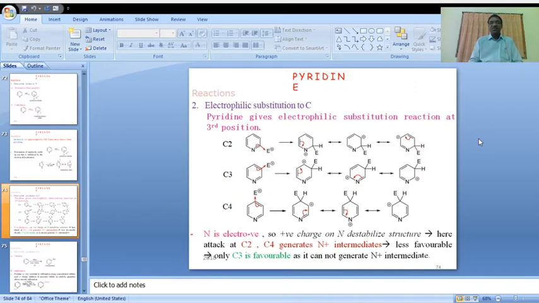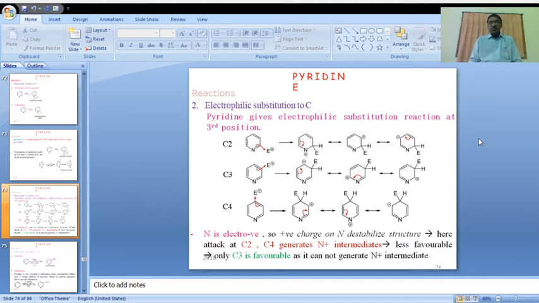Okay, this is very important. All the students, please concentrate on this particular slide. If you understand how the electrophilic substitution takes place on the pyridine, based on this slide, we can write various different chemical properties of this particular pyridine. So all the students, please concentrate here.